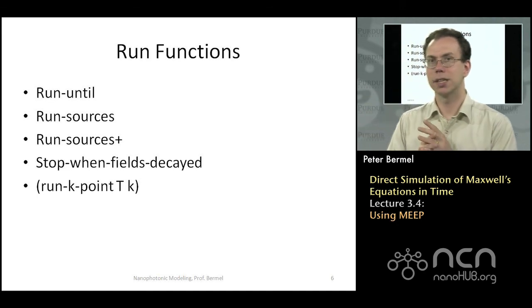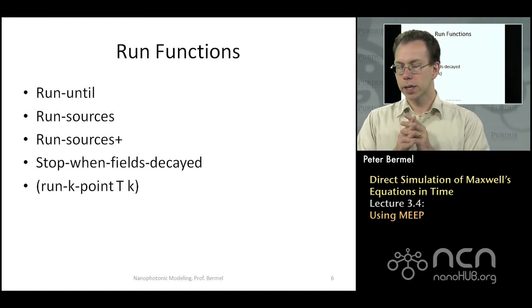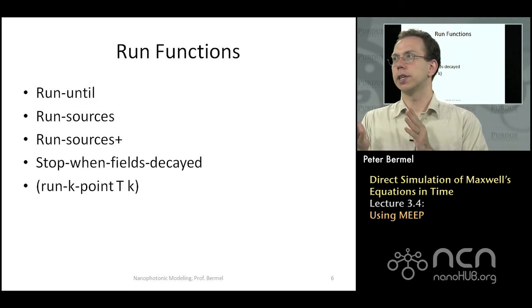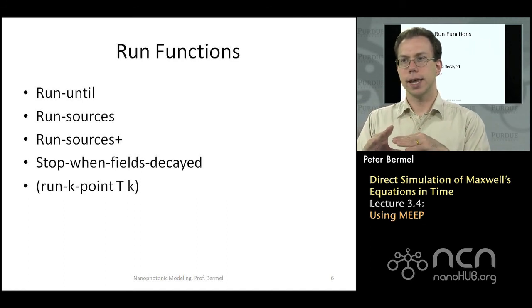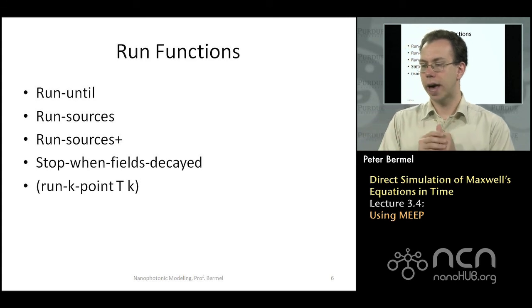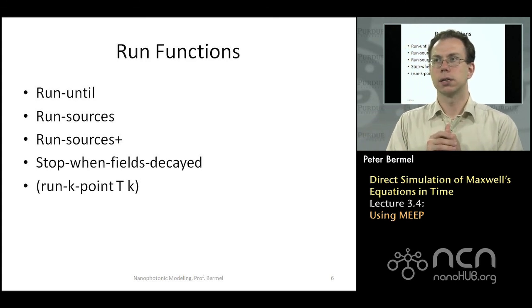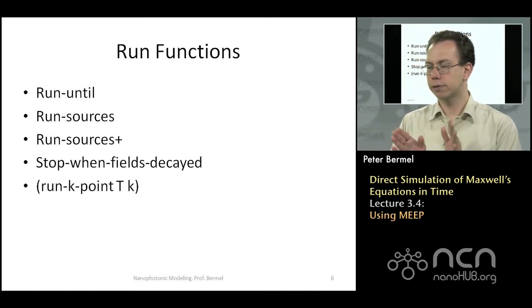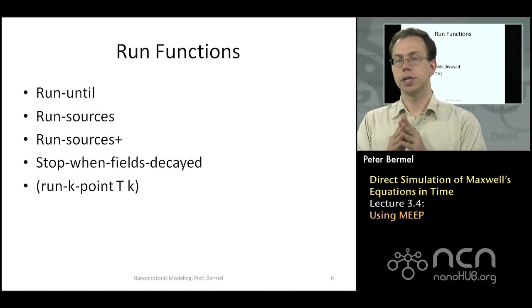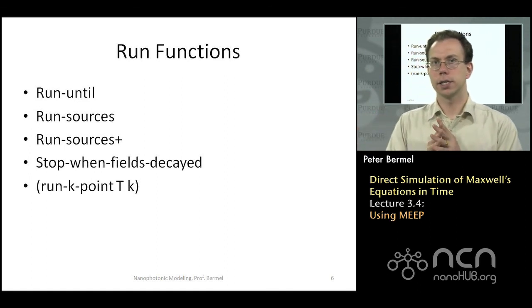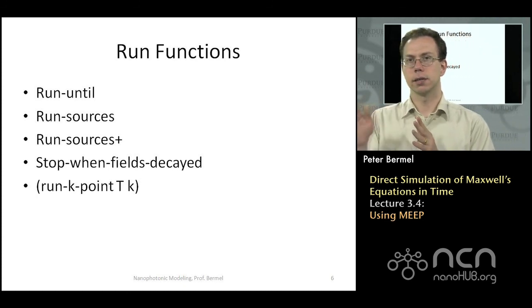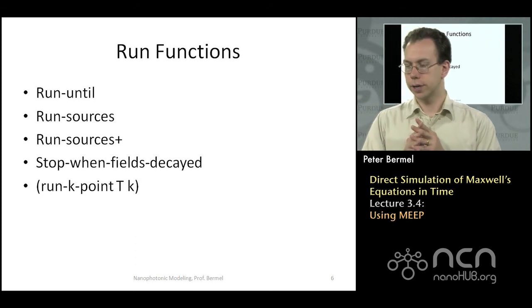So it's basically combining the first two into a single command. Stop when fields decayed is a very nice function because that basically would say that you would run the simulation until all the fields inside of the structure that we're studying would have gone away to a certain level of accuracy, say like there's no more than 10 parts per million left of the original peak amplitude or intensity of your energy coming in, right?